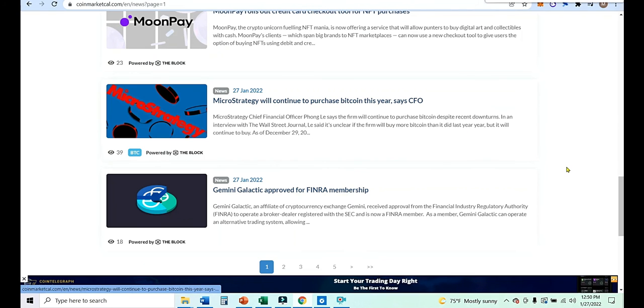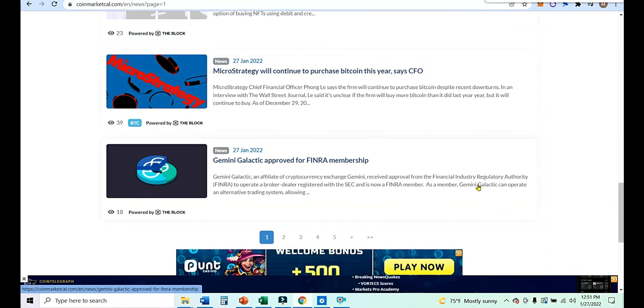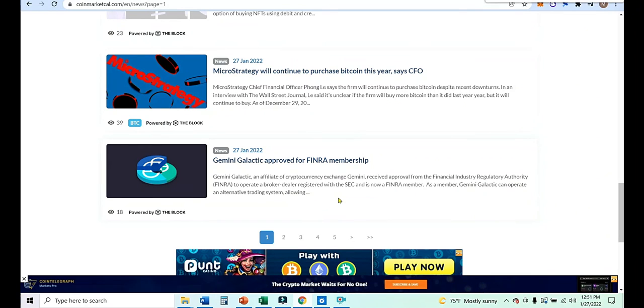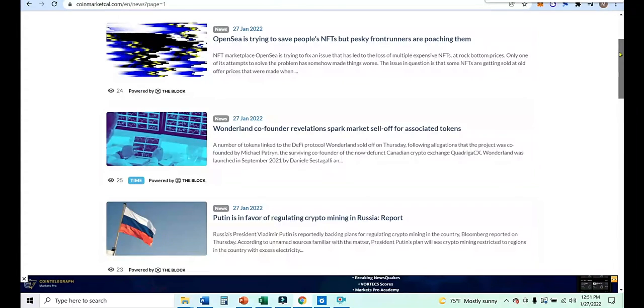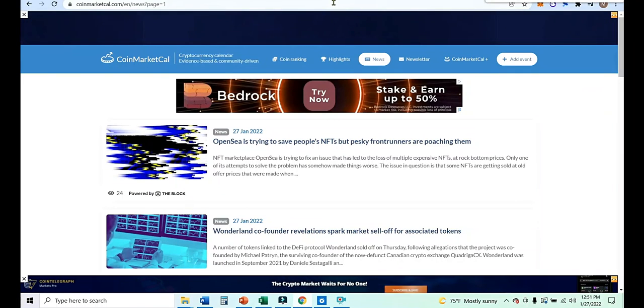MicroStrategy will continue to purchase Bitcoin. Of course he will, because if he says anything else, then it could cause the price of stock to go down, and possibly Bitcoin. And then Gemini Galactic approved for FINRA membership. All right, FINRA is the Financial Industry Regulatory Authority. To operate a broker-dealer registered with the SEC, Gemini is now a FINRA member. Okay, so that's the Gemini exchange. That's the Winklevoss twins. And that's great that they're actually getting into the traditional finance sector. And again, that's all bullish news. Every single one of these is bullish, except for the Wonderland Time, and then maybe one other. Huge news all the way around.